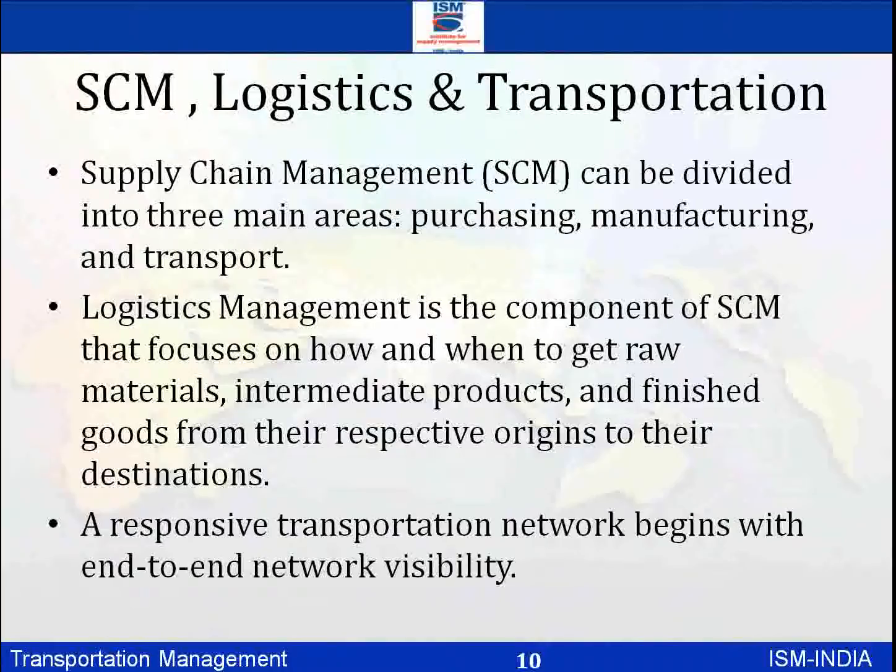A responsive transportation network begins with end-to-end visibility. If you want very good, efficient transportation, visibility in the whole chain is required. This is where I will touch in the last part, when we close with the future direction we are moving in. Blockchain is going to help us improve the visibility part. I know IoT has also come up, but I think blockchain is going to go one step forward in improving visibility.